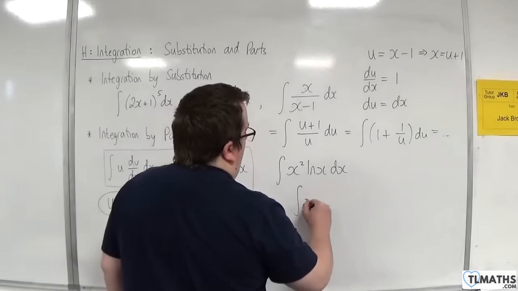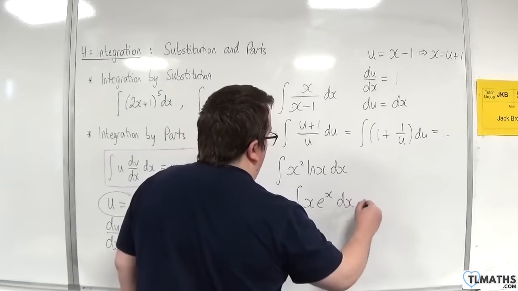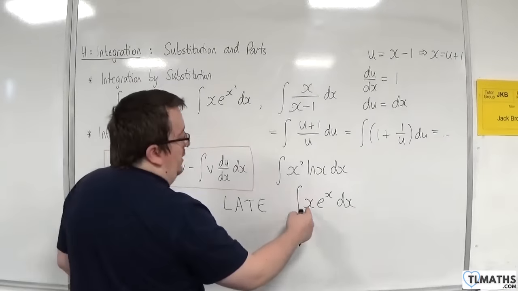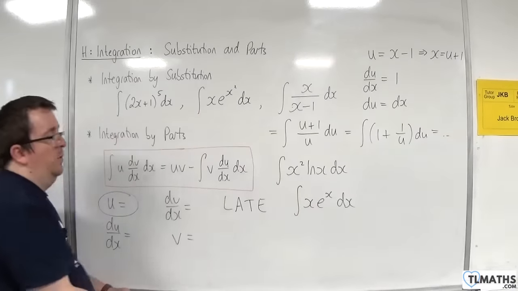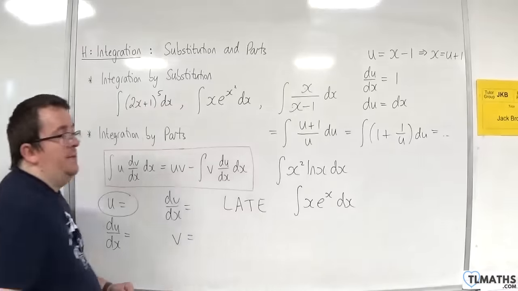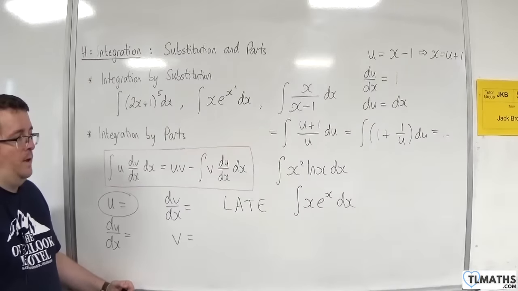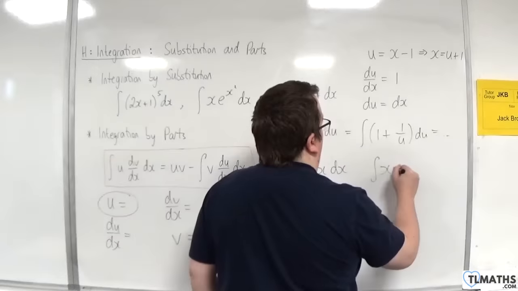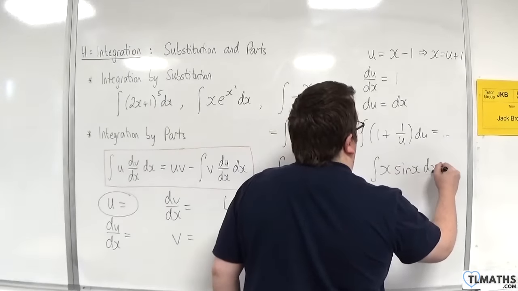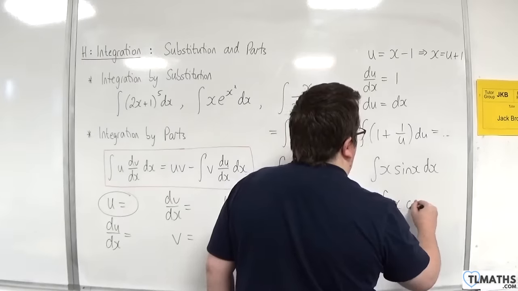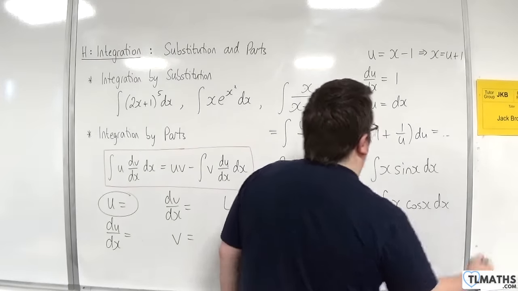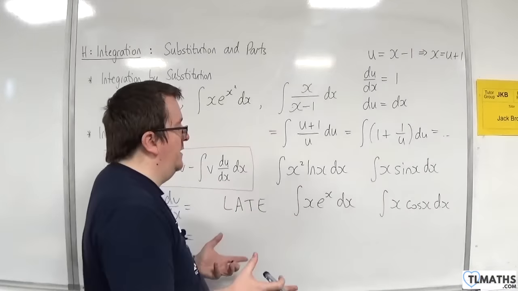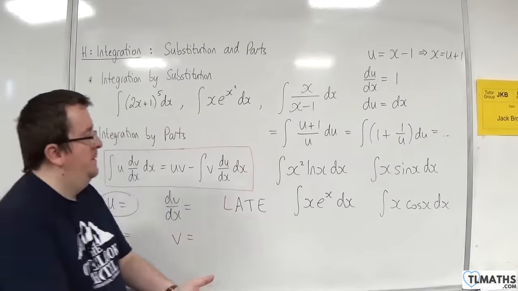If the integral was x e to the x, then there are no logarithms. So the next one is algebra, so x will be the u, and the e to the x will be the dv by dx. Okay? So you should spot integration by parts questions fairly easily by the fact that you're going to have two terms multiplied together, because integration by parts is the reverse of the product rule.